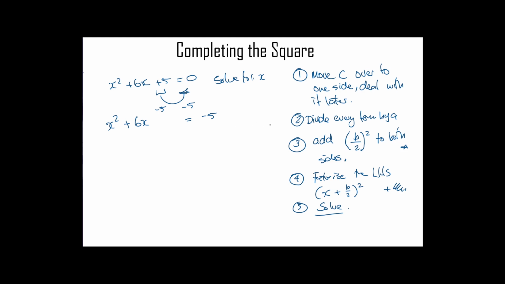Next thing I'm going to do is divide everything by a. Well, a is 1, so we don't really care, because 1 divided by 1 is 1, 6 divided by 1 is 6, and -5 divided by 1 is -5. So we don't need to worry about step 2. Now I'm going to do step 3, and b, in this case, is 6. I know my b's and 6's look the same, but that's a b and that's a 6. So 6 divided by 2, squared: 6 divided by 2 is 3, and 3 squared is 9. So I'm going to add 9.